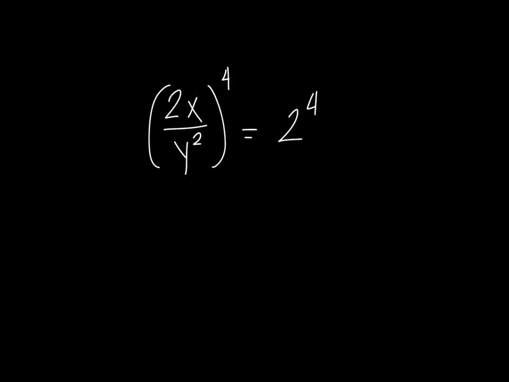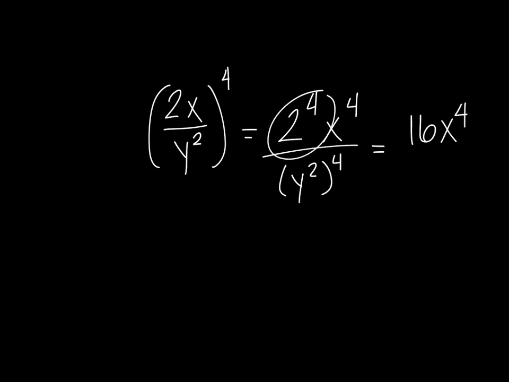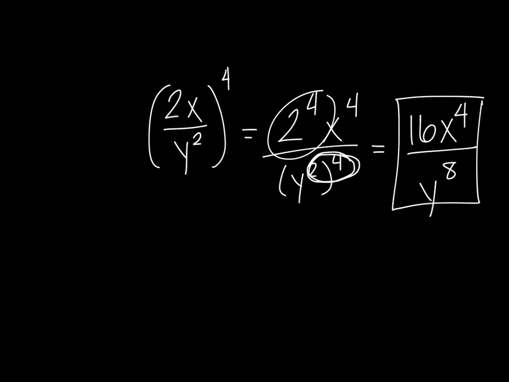So I get 2 to the 4th, x to the 4th, over y squared to the 4th. On the top, I can go 2 to the 4th, that's 16, x to the 4th, over, now here I have an exponent raised to another exponent, so I'll go ahead and multiply those, so I get y to the 8th. And I'm done, actually, because I just have one x, I just have one y, I don't have any negative exponents, I just have one coefficient. So this is the end on this one. So that one was a lot quicker than the last one.